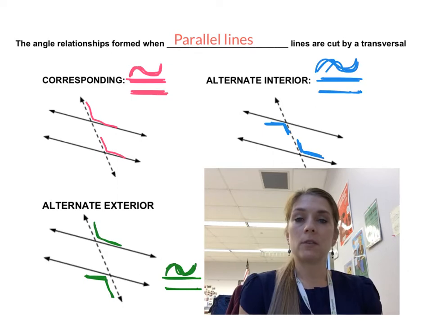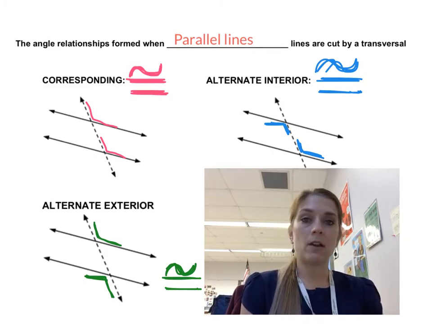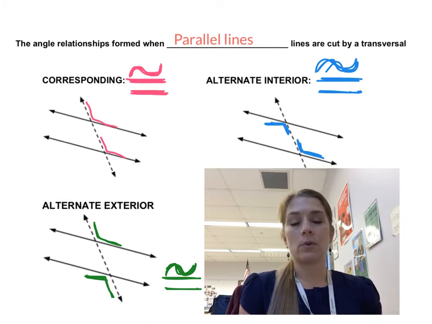And this is important because we can use it to set angle values equal to each other to find missing values or missing angles or whatever the case may be. These are three relationships found from two parallel lines being cut by a transversal.